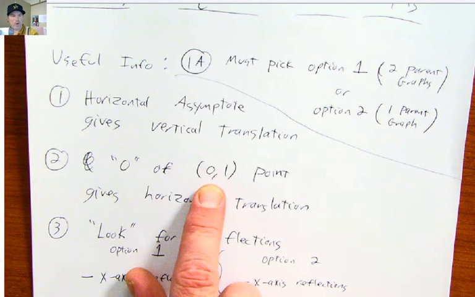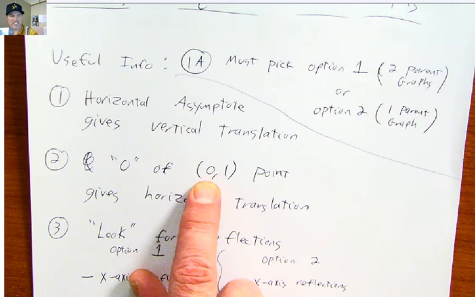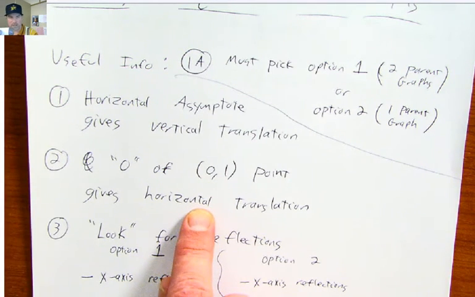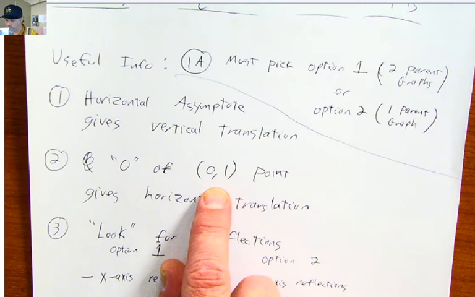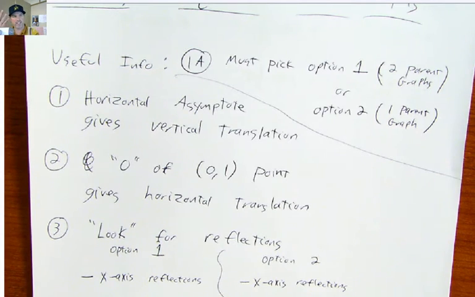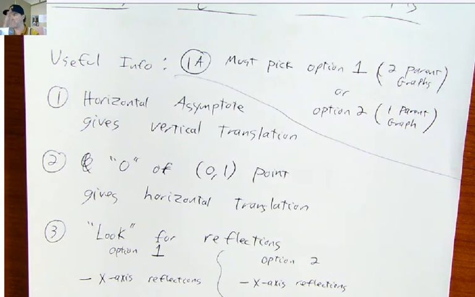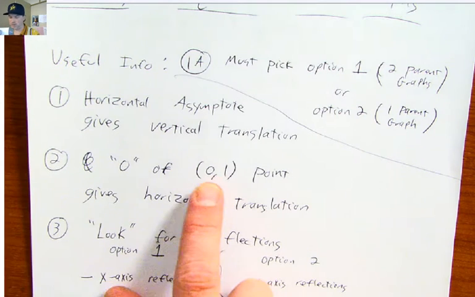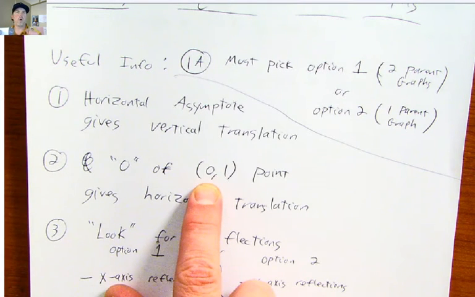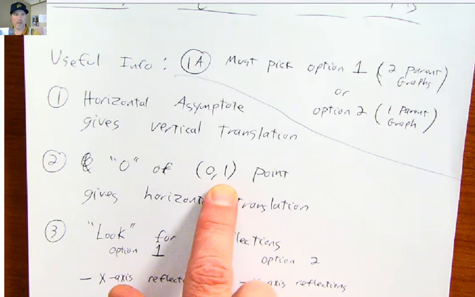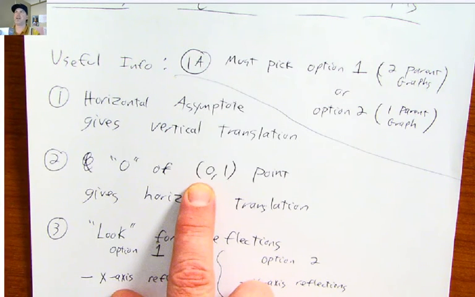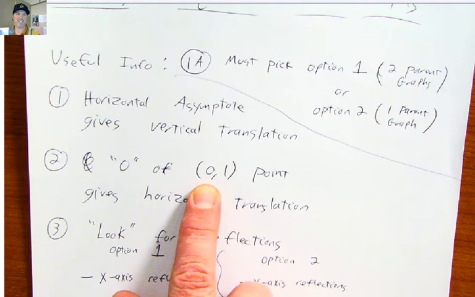I use the 0 of the 0, 1 point to give me the horizontal translation. Because if you reflect it over the y-axis, it's still going to be 0, 1, or at least the 0 is still 0. If you reflect it over the x-axis, the x is still 0. If you do a vertical dilation, it's multiplying the y, so it's not going to affect the x. If you do a horizontal dilation, you're multiplying the x, but it's just a 0, so it stays 0.